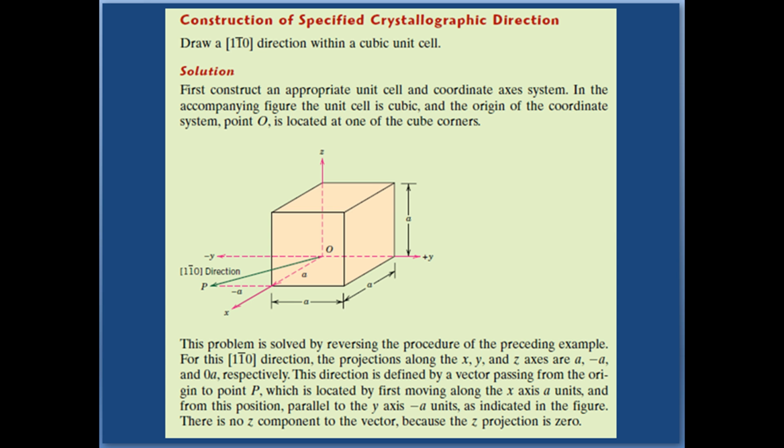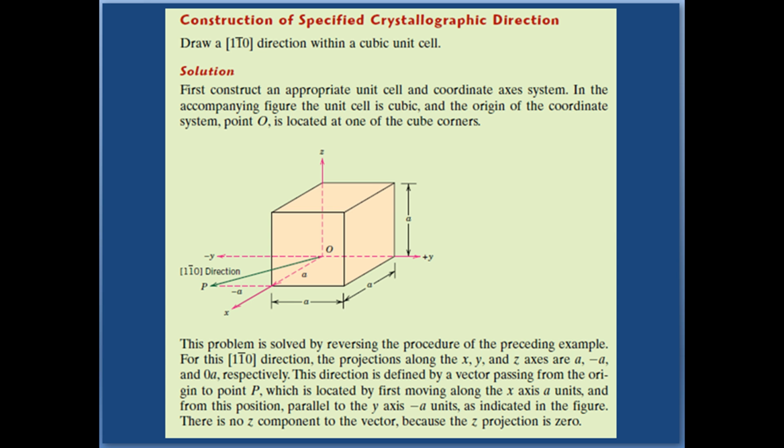Once again we are going to repeat this procedure. To determine the crystallographic direction, whatever the direction given to you, with the help of those indices you are supposed to first construct an appropriate unit cell and coordinate axis system. In the accompanying figure the unit cell is cubic and the origin of the coordinate system is point O, located at one of the cube corners.